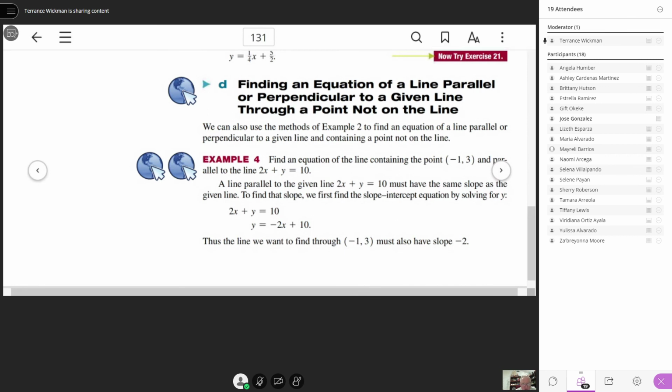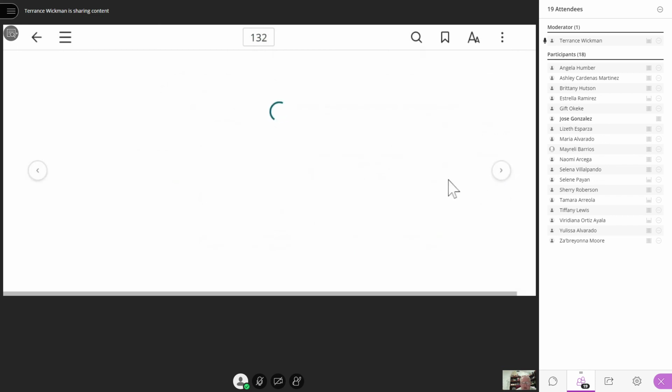So if we have the slope, we can use the other formula that we had, y minus y1, because here's our point. So we're going to use the same thing, but we just have to use the slope and the point (-1, 3). So it's going to be y minus y1 equals the slope times x minus x1. And I'll show you that here. It's the same formula we've just been using.